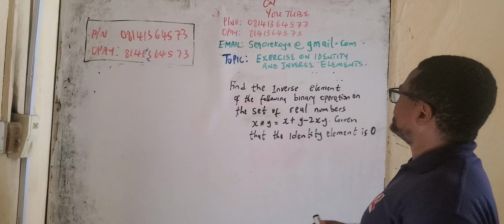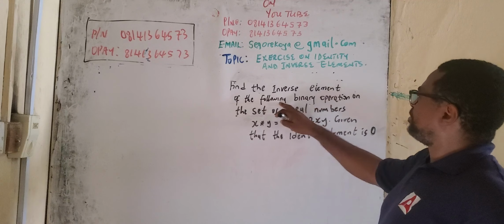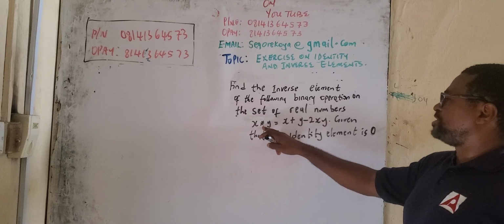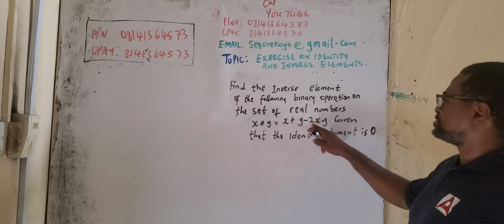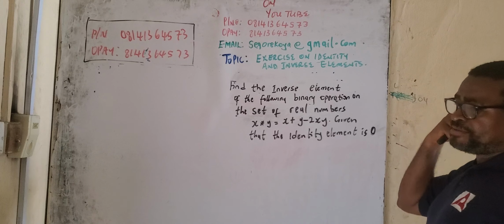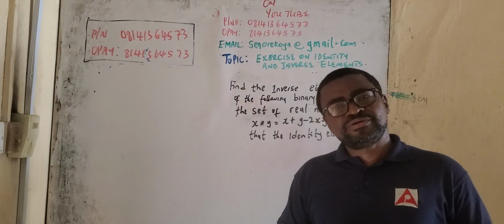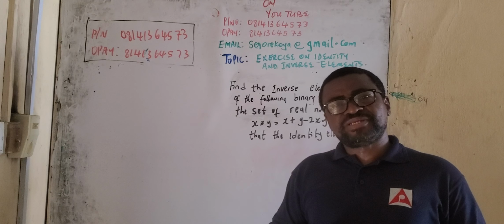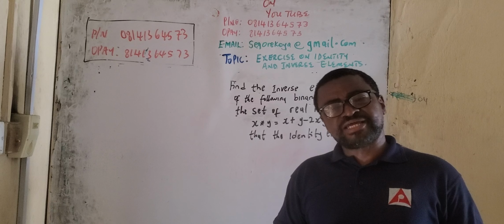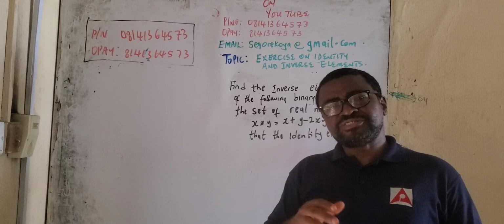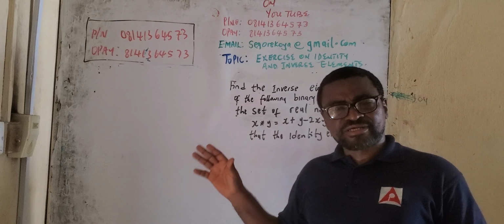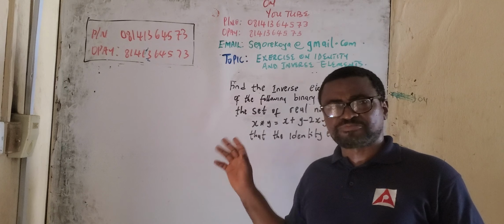The question says, find the inverse element of the following binary operation on a set of real numbers. x operation y is equal to x plus y minus 2xy, given that the identity element is 0. Please kindly refer to my video where I introduced the concept of binary operation and explained what identity element and inverse element is. By going through this video, you can understand better the line of solution that we are following concerning this problem.